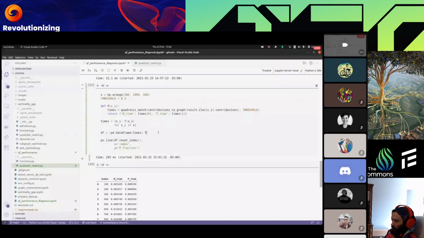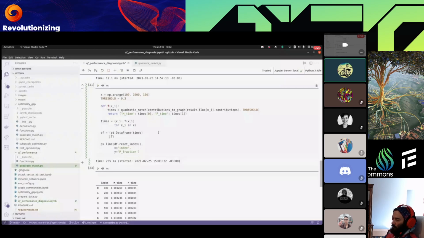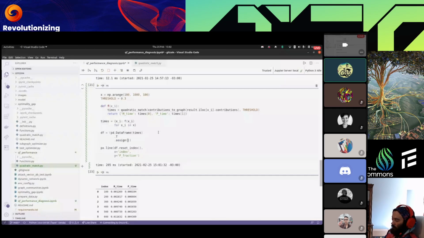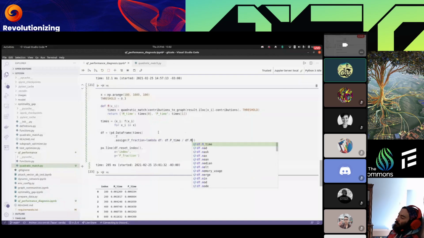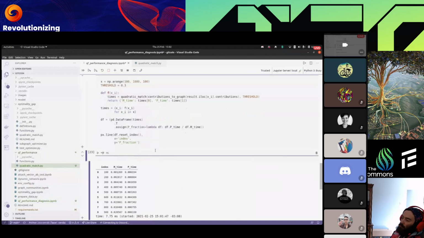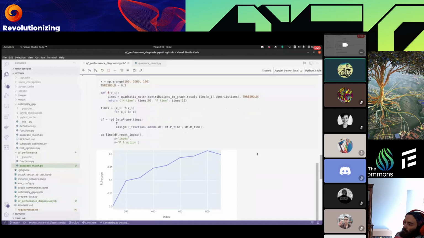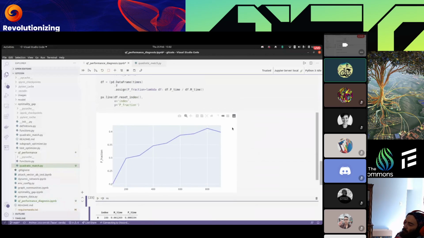So let me calculate that. I'm putting an assign here, lambda p fraction equals lambda df, m time, p time, divided by df dot m time. So this is how pairwise calculating the p matrix impacts the performance. It's a bit lower at the beginning. It seems to increase with time.